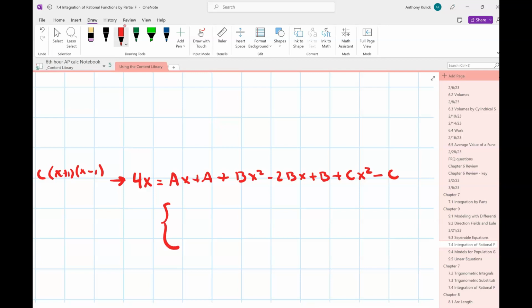So my system is going to be 0A plus B plus C equals 0. I'm going to have A minus 2B plus 0C equals 4. And I'll have A plus B minus C equals 0.